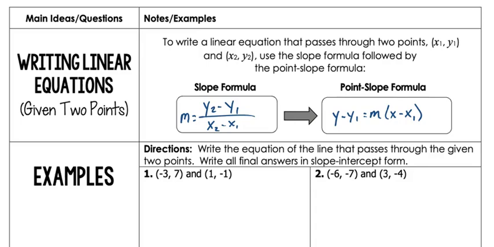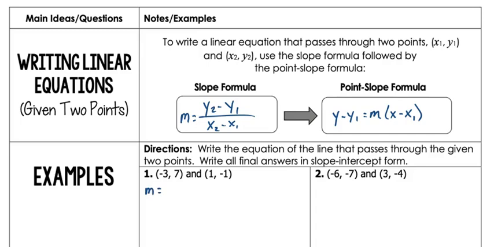Once I know the slope, I get to pick if I want to use the first or the second coordinate. They're both the same. Both of these coordinates are on the exact same line with the same slope. Remember, slope is constant. So we get to choose. So let's take a look here at number 1. Let's get started. Let's first just find the slope.